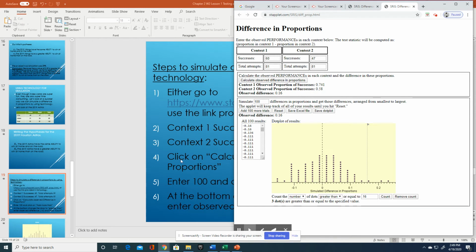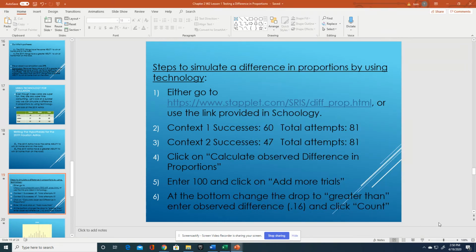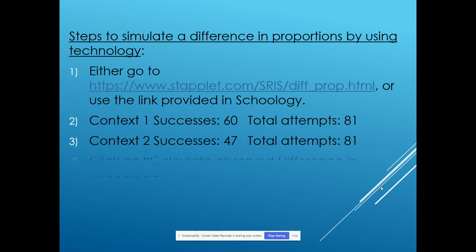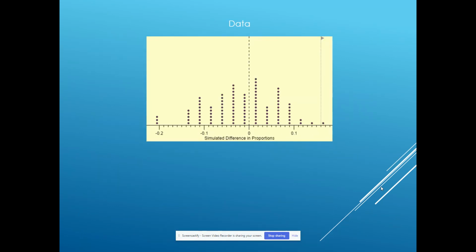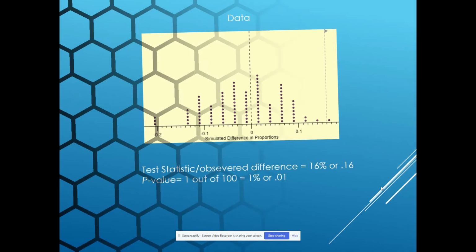For the remainder of this PowerPoint, I'm going to use the test statistic and the results that I got when I ran this last time. So we'll go back. The data that I got last time looked like this. Similar, but not exactly the same, and it will be different. That observed difference had a p-value of just 0.01, because only 1 out of 100 times was it greater than that.